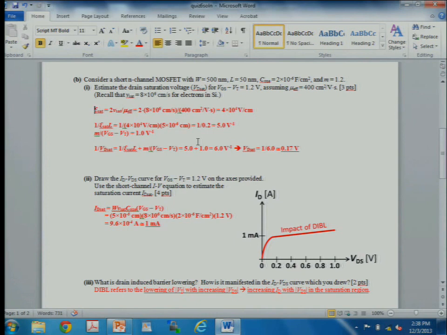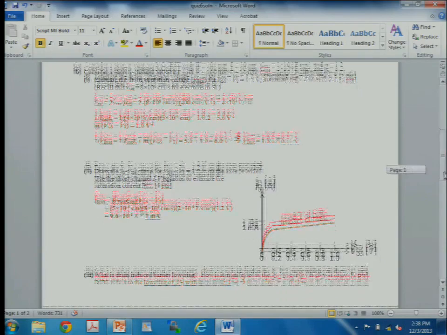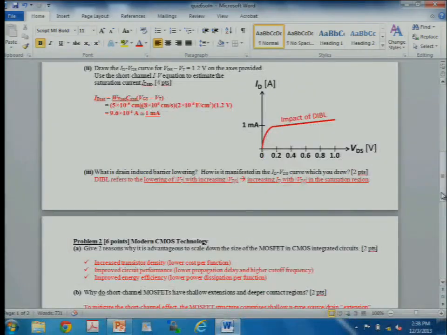And DIBL, drain-induced barrier lowering, you had to mention that it is the reduction in the threshold voltage, or the reduction in the magnitude of the threshold voltage, as you increase the drain to source voltage. The drain depletion region is starting to affect the source potential barrier in the off state. Since the threshold voltage decreases as you increase VDS, you have a slope in the ID-VD characteristic. You can either say that in words or just indicate it in the plot. Either way is fine. Okay.